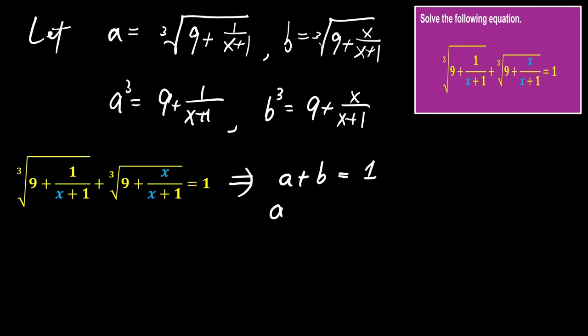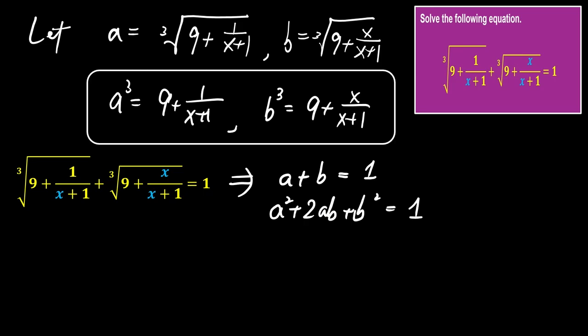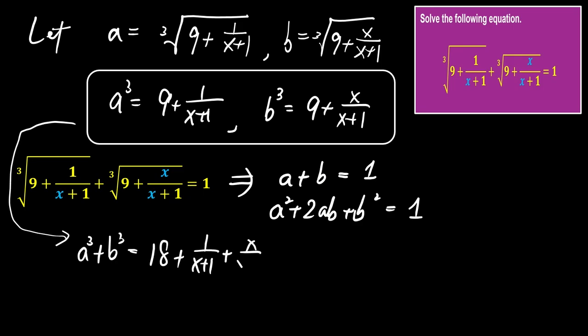And we square both sides, we have a squared plus 2ab plus b squared equals 1. From this, we have a cubed plus b cubed equals 18, since 1 over x plus 1 plus x over x plus 1 will sum up to 1. So that is equal to 19.